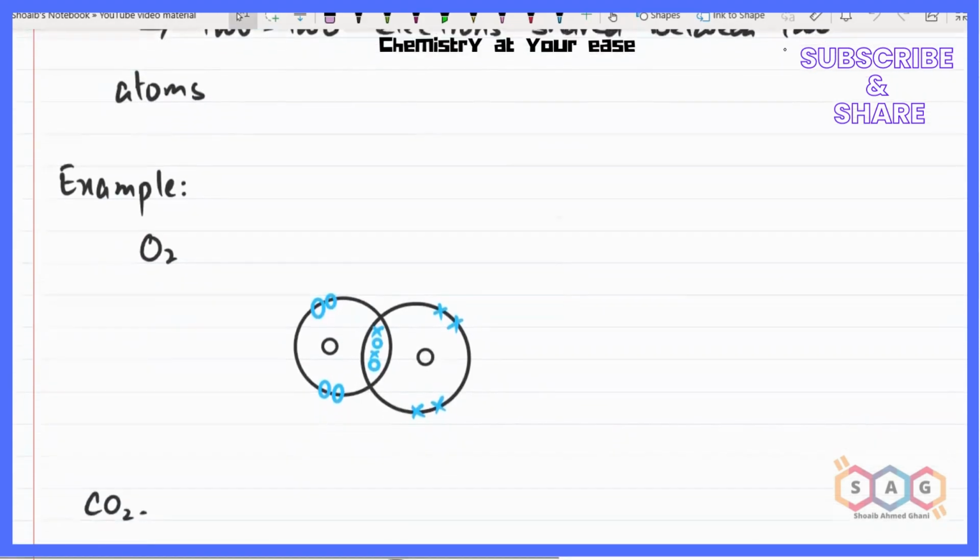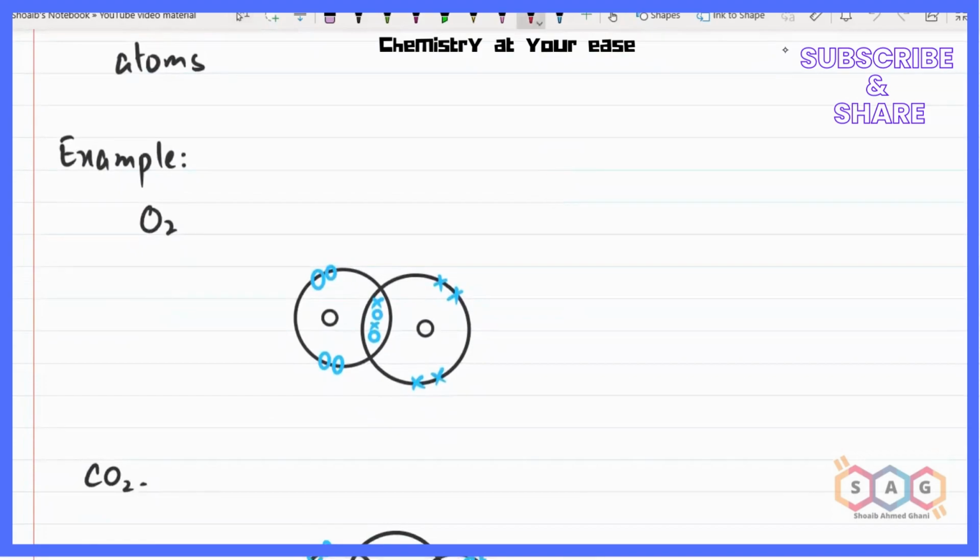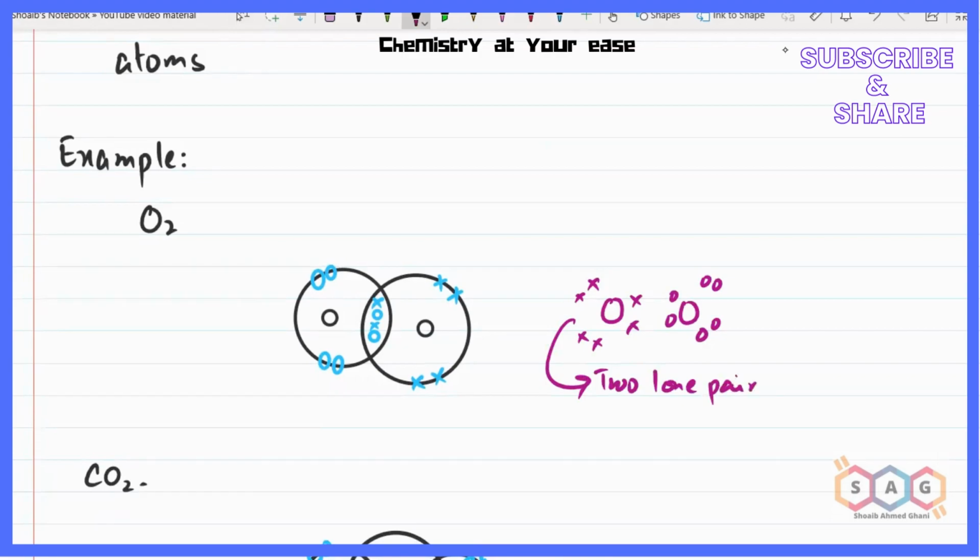Now the first example. We have one oxygen atom and another oxygen atom. Each oxygen atom has 1, 2, 3, 4, 5, 6 electrons. So each oxygen atom has two lone pairs, which are already complete pairs, and they have two unpaired electrons.